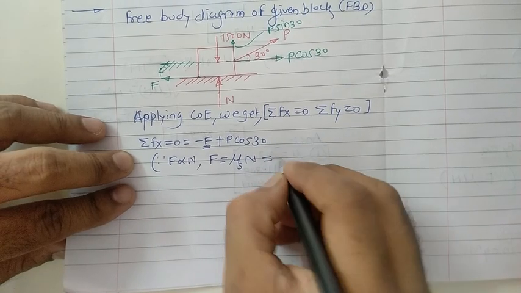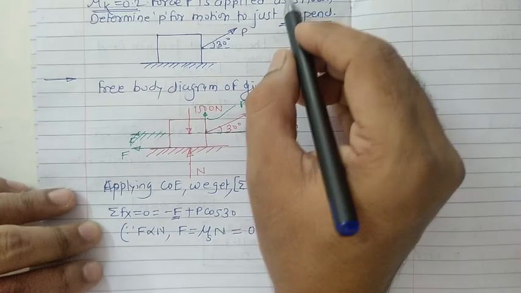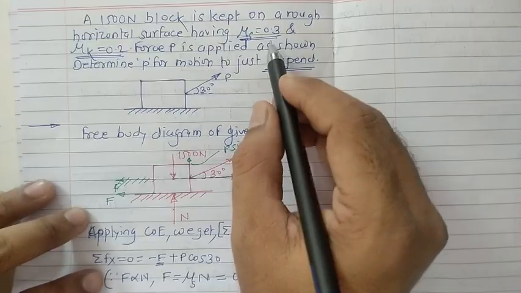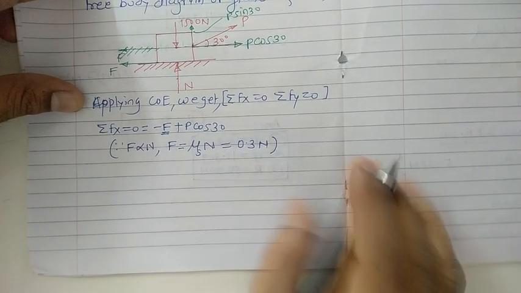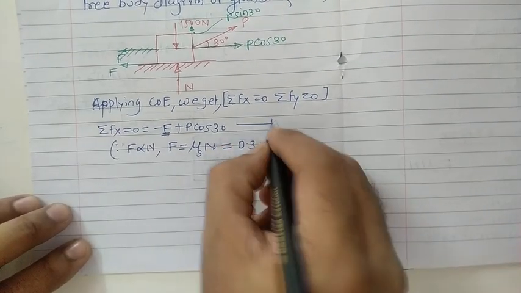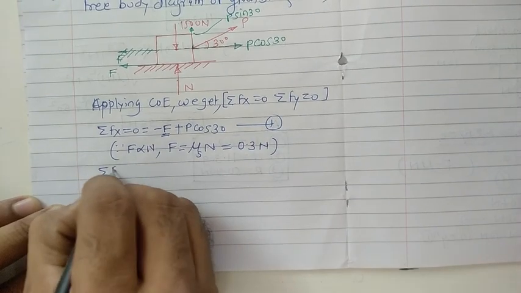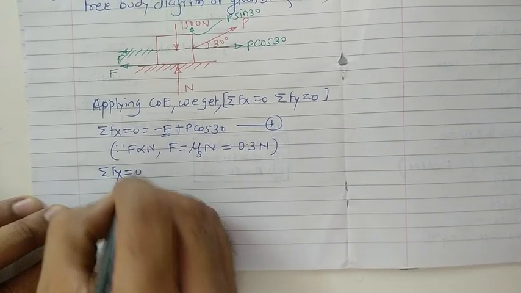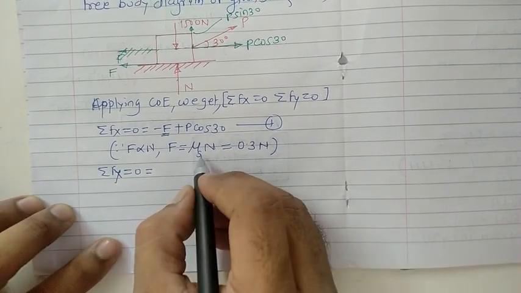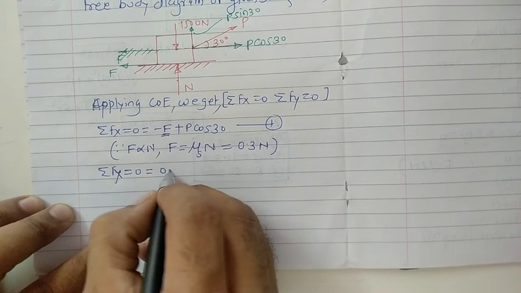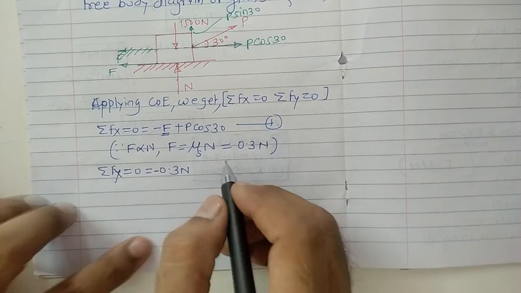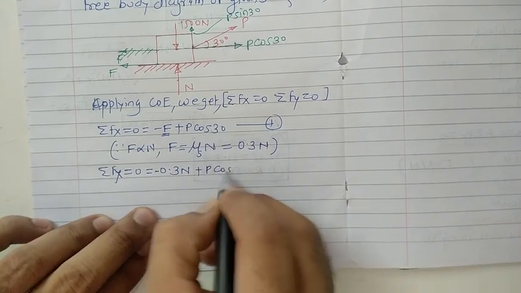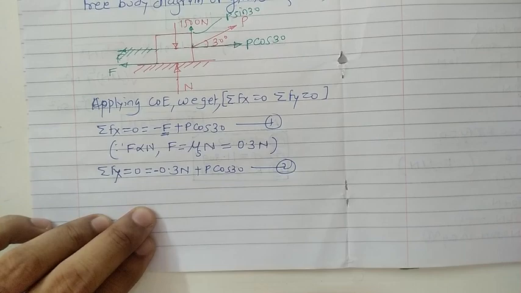What about this mu s? Mu s is 0.3, already given in the problem. Consider this 0.3 multiplied by N in this way. Now focus on equation number 1. So equation 1 will be modified this way: summation of Fx equal to 0 equals, 0.3 into N, which is nothing but F, with the minus sign here, plus P into cos 30. Call this equation number 2.